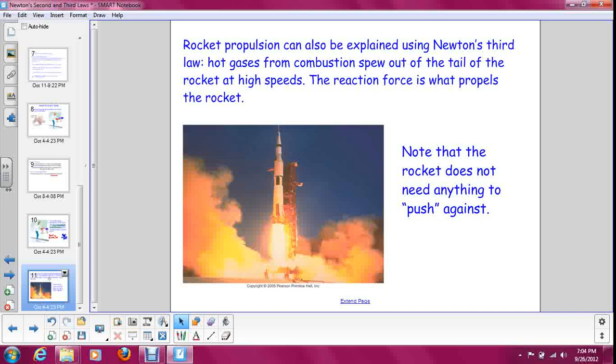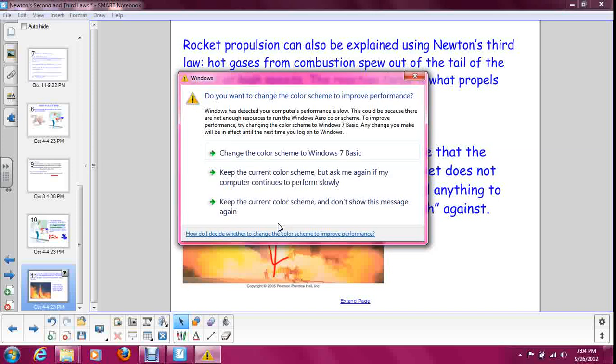Space is pretty much what we call a vacuum, which means there are no molecules of any kind floating around out there. But if you put a rocket in outer space and you turn its thrusters on, it's still going to move forward. And that's because the gases are really hot and they're shooting out of the bottom of the rocket. And in turn, the rocket will move forward. And this is Newton's third law.